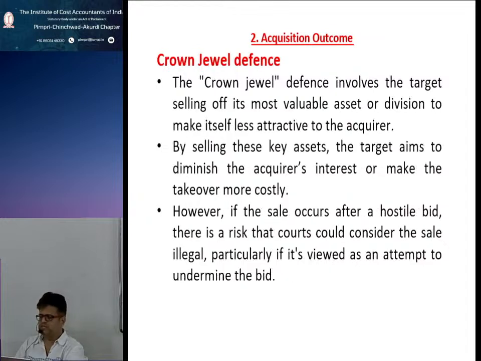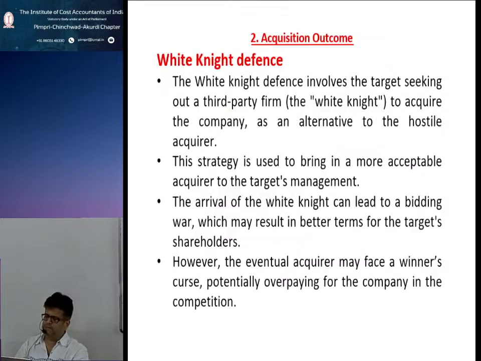Crown jewel defense is another strategy. The crown jewel defense involves the target selling off its most valuable asset or division to make itself less attractive to the acquirer. By selling these key assets, the target aims to diminish the acquirer's interest and make the takeover more costly. However, if the sale occurs after a hostile bid, there is a risk that courts could consider the sale illegal, particularly if it is viewed as an attempt to undermine the bid.